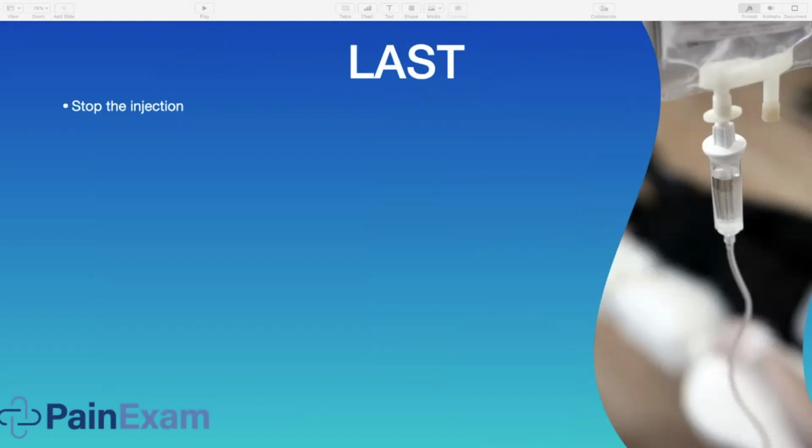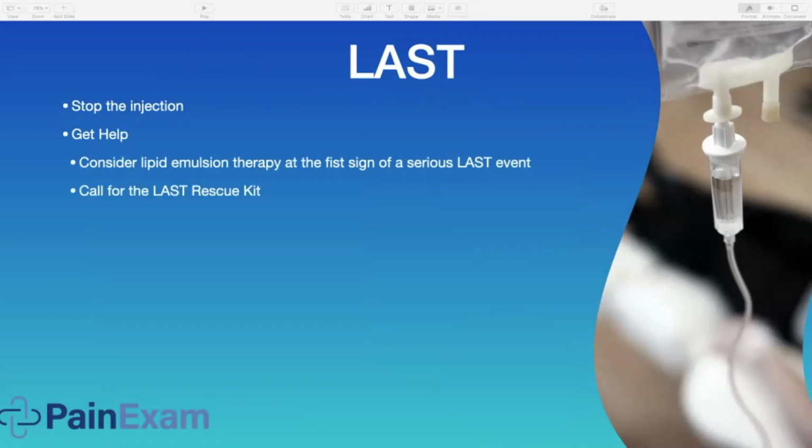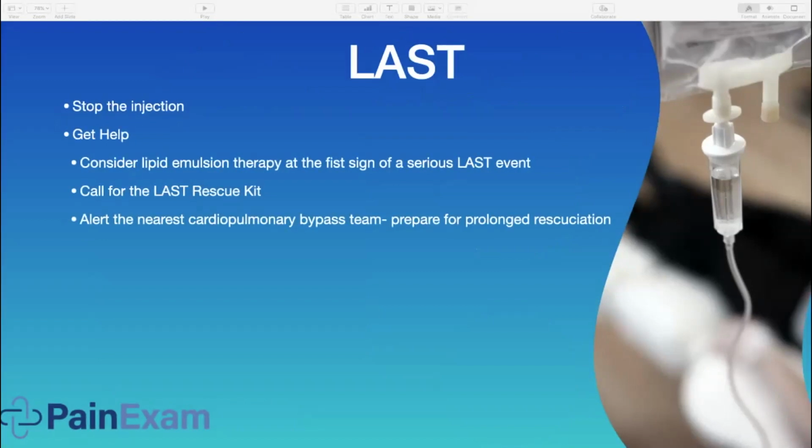First thing you want to do is stop the injection. Ask for help. Consider lipid emulsion therapy at the first signs of a serious local anesthetic systemic toxic event. If you're working in an office using high doses of local, you should have the kit there. If you're only giving 1 or 2 mLs and you're in an orthopedic practice or somewhere else, I wouldn't worry about it unless you're doing shots that are very close to major blood vessels, such as in the neck or intercostal nerve blocks.